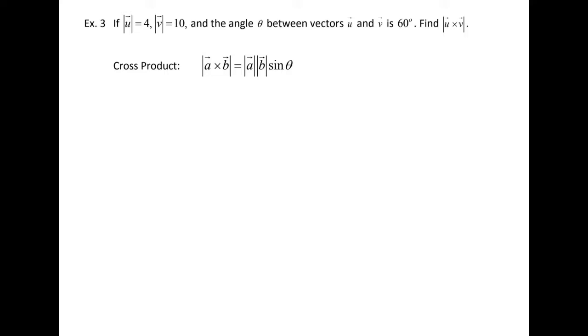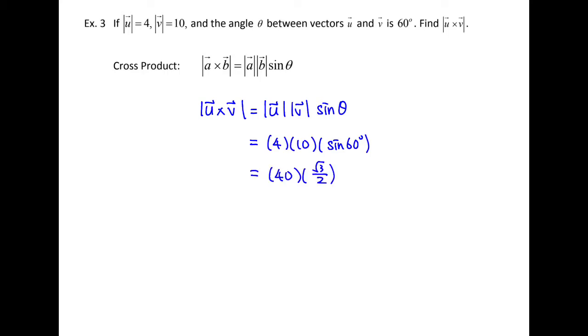Example 3. Given the magnitudes of vectors U and V and the angle between them is 60 degrees, we want to find the magnitude of the cross product U cross V. First, let's write down the cross product formula. Second, substitute the values that we know. Third, we know sine 60 is square root 3 over 2. Then we can find the magnitude of the cross product is 20 square root 3.